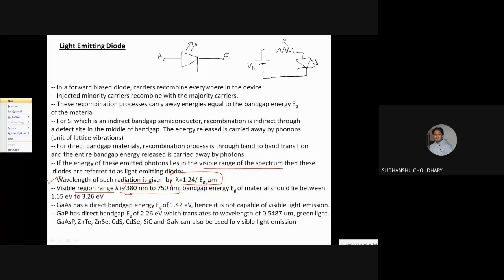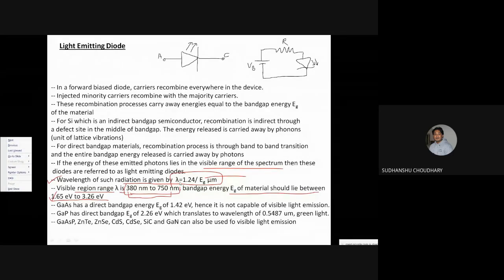This can be achieved by selecting a material with an appropriate band gap, EG. So for example, if I want to select a material which gives light with a wavelength of 380 to 750 nanometer, the band gap of that material should lie between 1.6 eV and 3.26 eV. So that is this band gap EG. It should be 1.65 eV to 3.26 eV, so that my lambda from this formula comes out to be 380 nanometer to 750 nanometer.